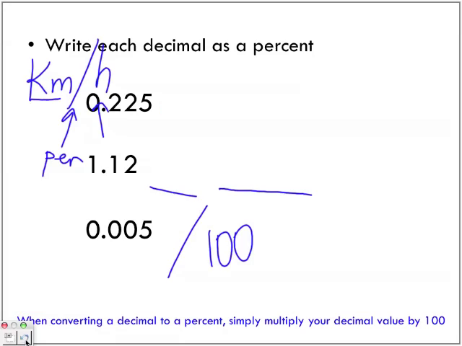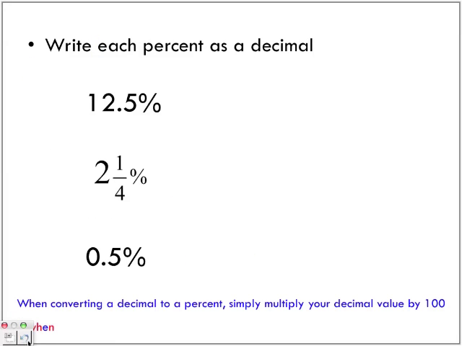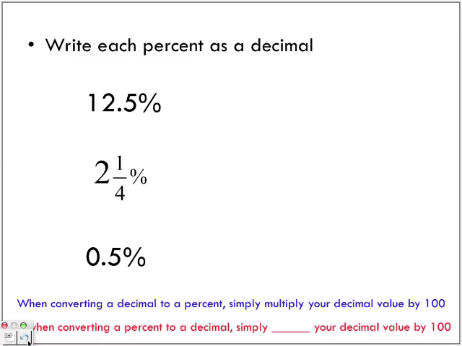Now, let's look at the following. Write each percent as a decimal. Now, remember what we talked about at the very, very beginning. Right? Here we said, when converting a decimal to a percent, multiply by 100. But now, when we're converting a percent to a decimal, simply divide. So you're doing the opposite. Right? Or, you're doing what we talked about at the very beginning. Remember what we said?